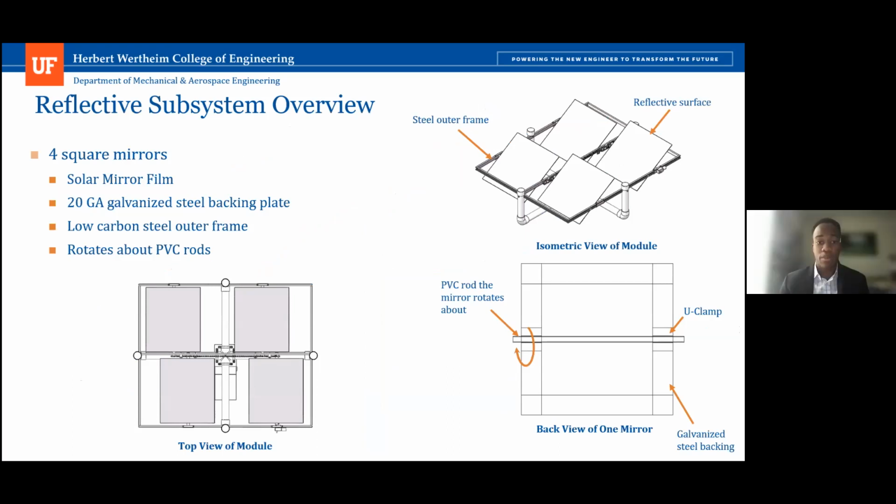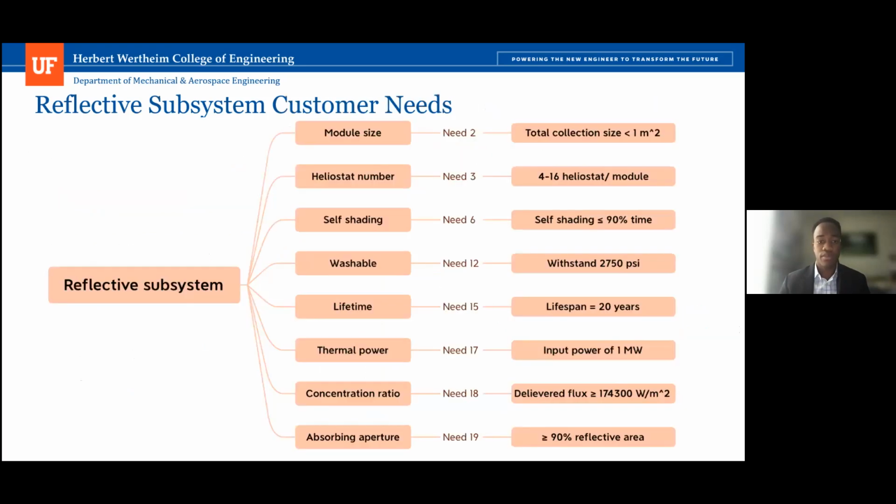Hi, my name is Thierry Montplaisir. Going over the reflective subsystem overview, we can see a tool description where we have 4 square mirrors and the 20 gauge galvanized steel backing plate as illustrated in each view. Here, the reflective customer needs map is used to verify that we address each metric. We'll dive more into details about the customer needs and the metrics for the reflective subsystem.